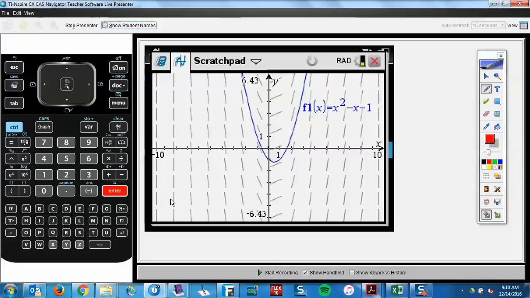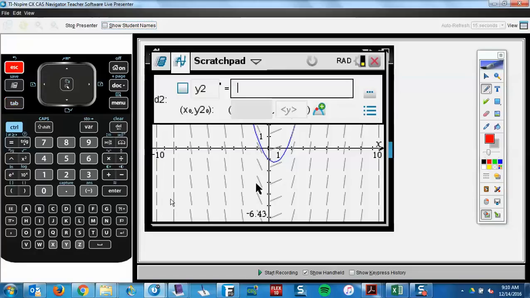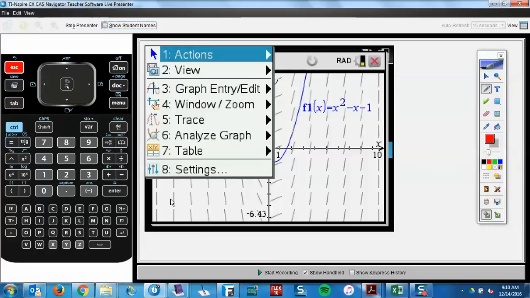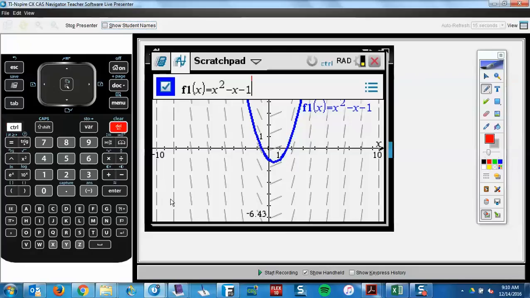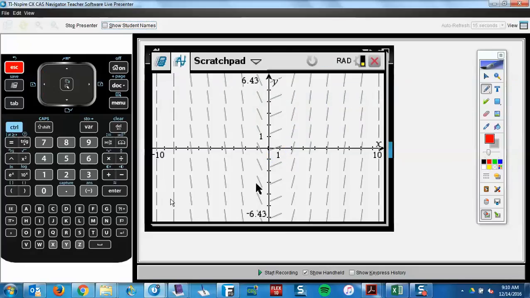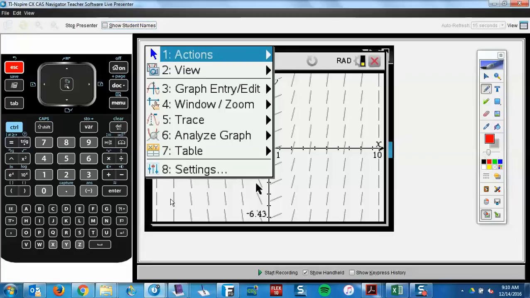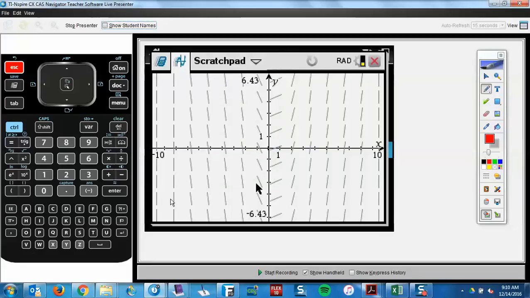Oh, that other graph stays there? Dang it. Okay, go back to your menu. Go to graph entry edit. Go to function. Go up to F1. Delete that. Hit enter. Okay, now go back, there you go. So you're fine. There's your slope. Does everybody's look like that?